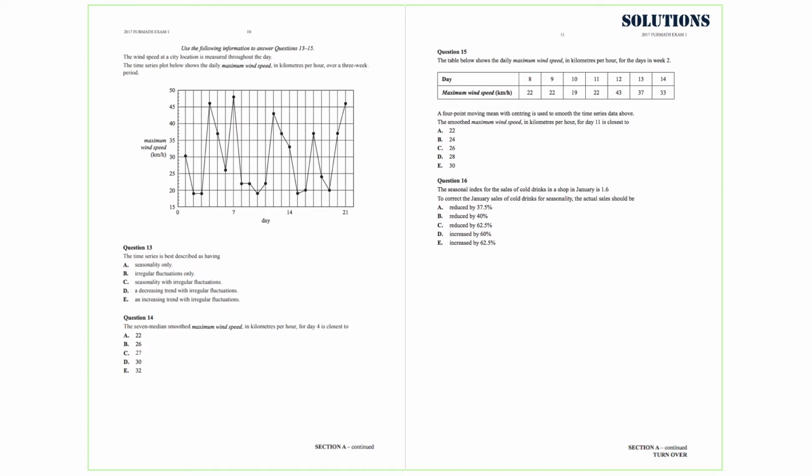Use the following information to answer questions 13 to 15. The wind speed at a city location is measured throughout the day. The time series plot below shows the daily maximum wind speed in kilometers per hour over a 3-week period. Question 13 is asking to choose the option that best describes this time series. By inspection, we do notice that this time series is described by irregular fluctuations only. So the answer we are after is option B.